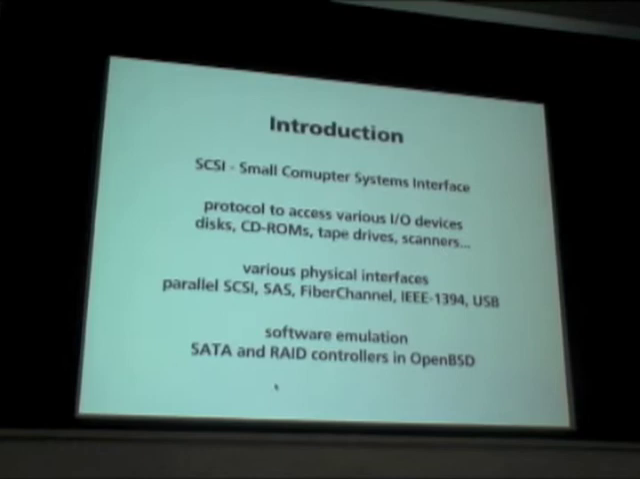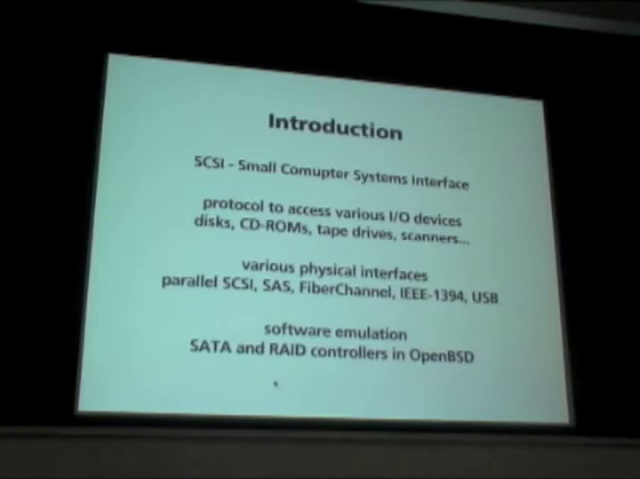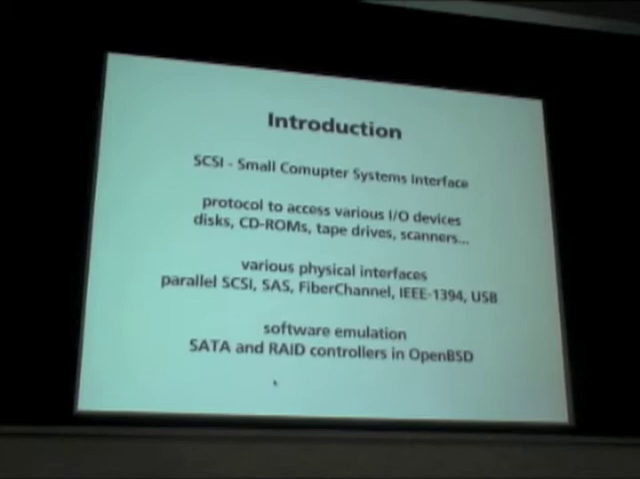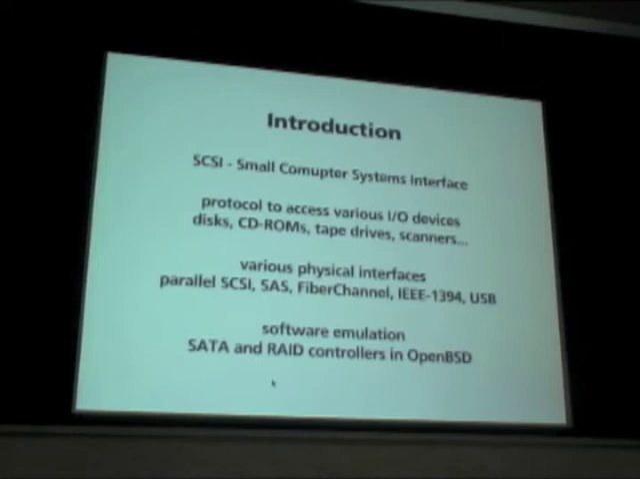It also is defined for various physical interfaces. So it started with the old parallel SCSI, where they have many iterations over that. Then they started with serial attached SCSI, which is SAS. We have Fibre Channel, which uses SCSI inside the Fibre Channel protocol to talk to the disks. We have FireWire, which is IEEE 1394. And even USB sticks are normally using SCSI to talk to the stick that many people are using.